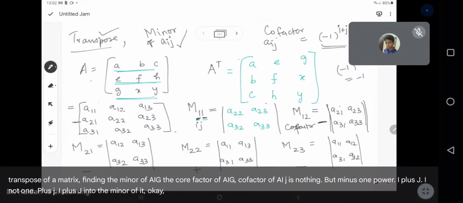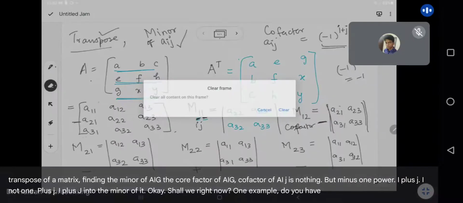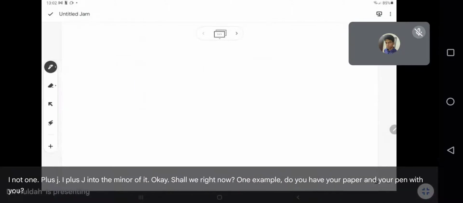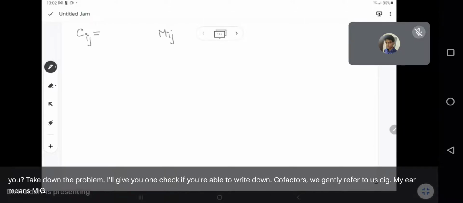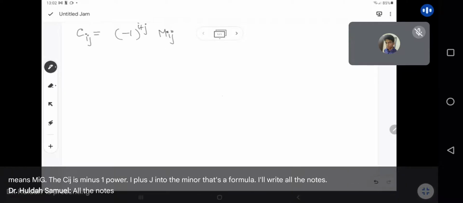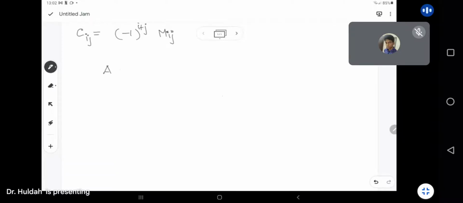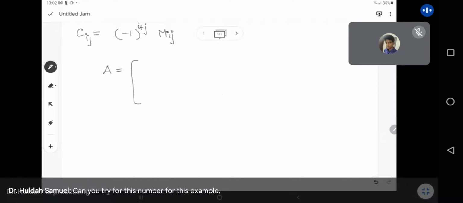Okay, shall we write one example now? Do you have your paper and your pen with you? Take down the problem. I'll give you one. Check if you're able to write. Cofactors we generally refer to as Cij. Minor means Mij. The Cij is minus 1 power i plus j into the minor. That's a formula. I'll write all the notes and post it, don't worry. Can you try for this example and tell me, all of you?